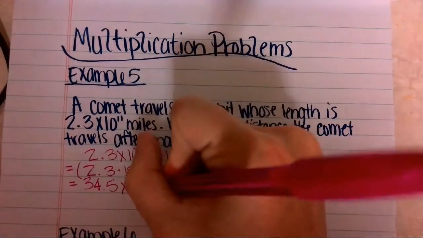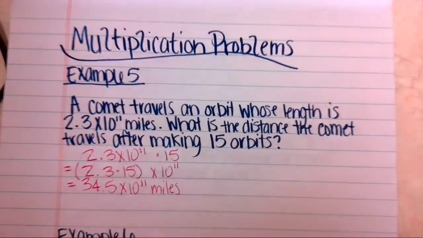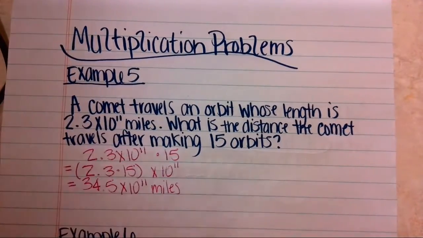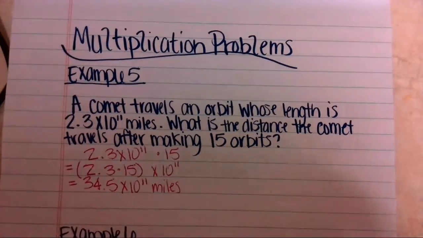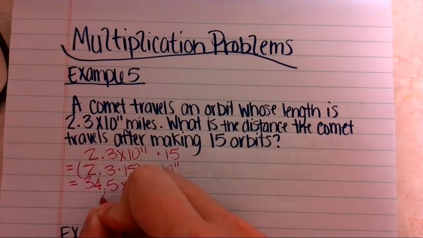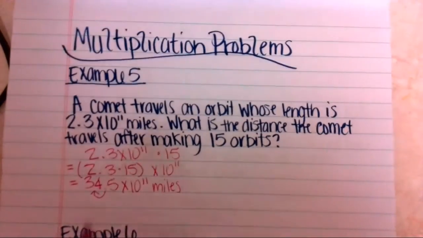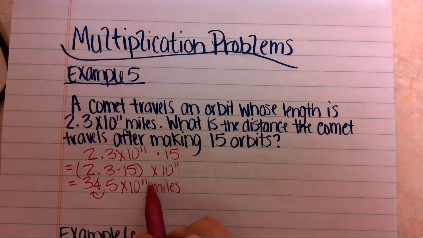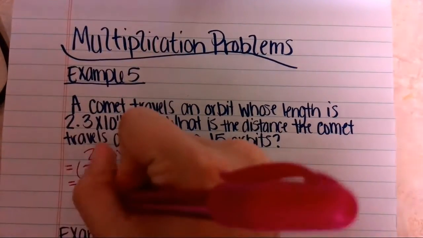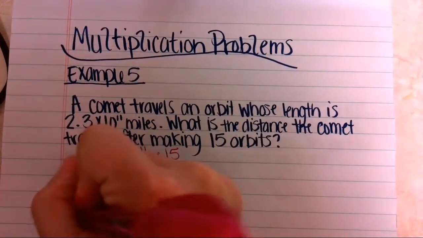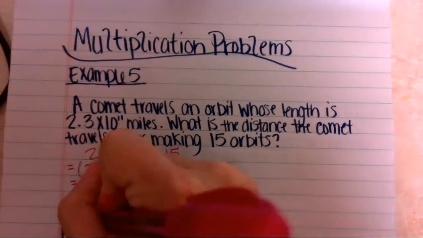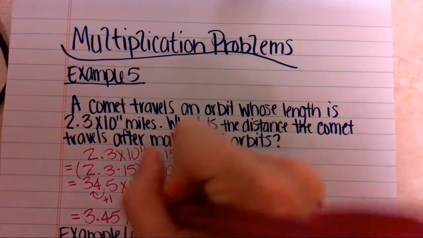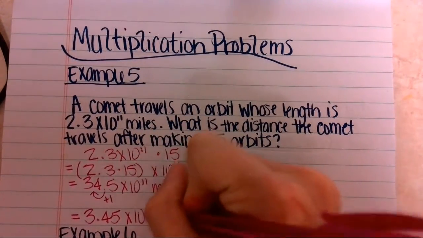That's a great answer. I know it's in miles, but since we're working on scientific notation, I know that 34 is greater than 10, so I need to clean up this notation a little bit. I'm going to move the decimal one place, making 34.5 smaller, so I need to balance it by making my exponent larger. So we'll add 1 to our exponent, giving me a final answer of 3.45 times 10 to the 12th miles.